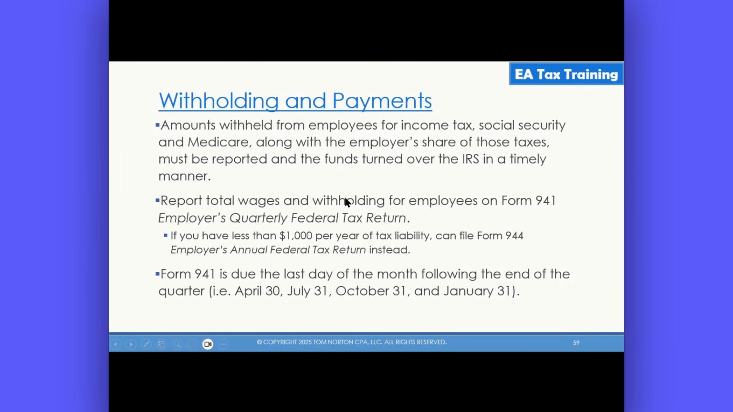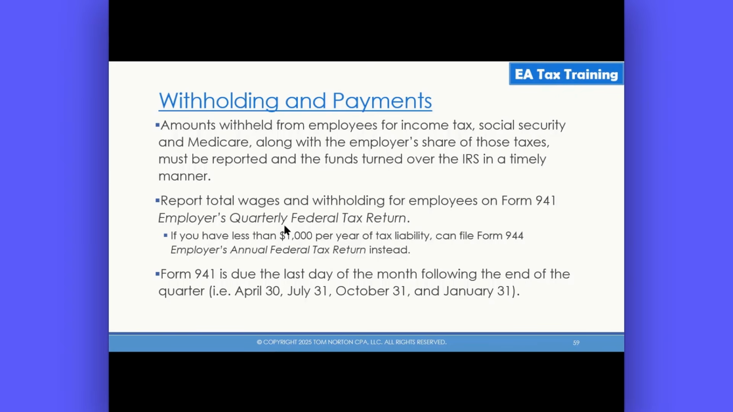For the amounts that are withheld from the employees for income tax, as well as Social Security and Medicare tax, along with the employer's share of those taxes. So these are the amounts that you withhold and the amounts that you have to pay in. You have to report that to the IRS in a timely manner. You report it on this Form 941, the employer's quarterly federal tax return.